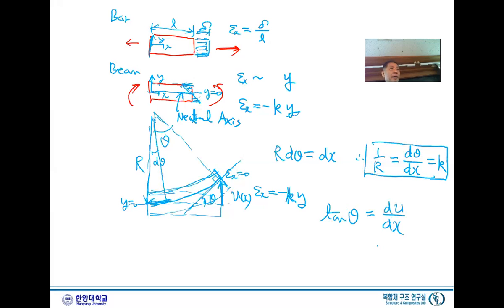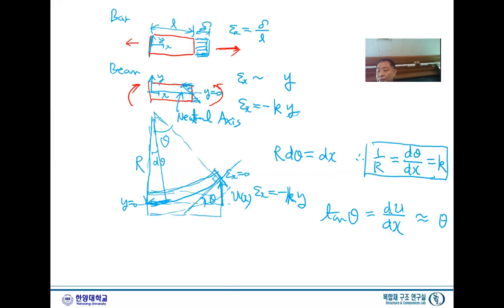If theta is very small, and I cannot say less than 1, small, then this will be the same as tangent theta. When theta is small, tangent theta will be just theta, right? Yes, sine theta is theta, and cosine theta equals 1. So tangent theta, when theta is small, will be just theta. Okay? It's not complicated.